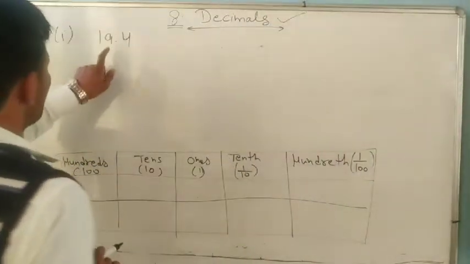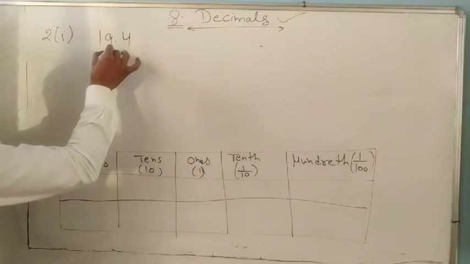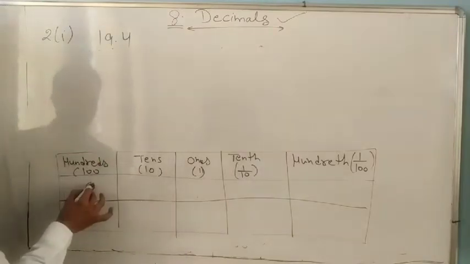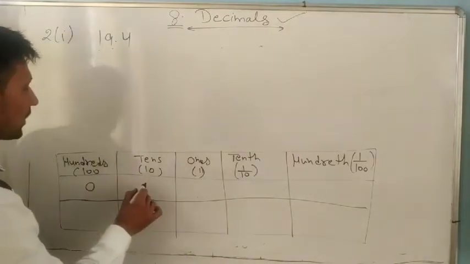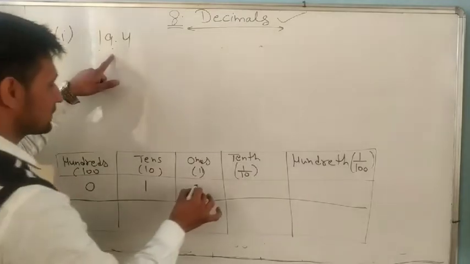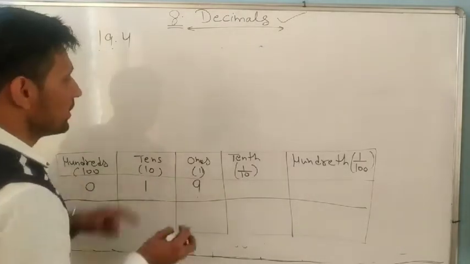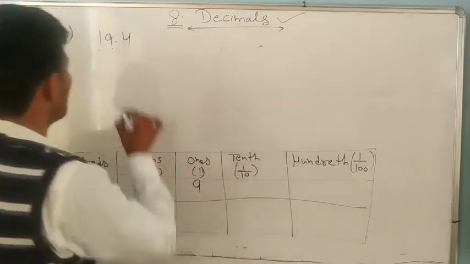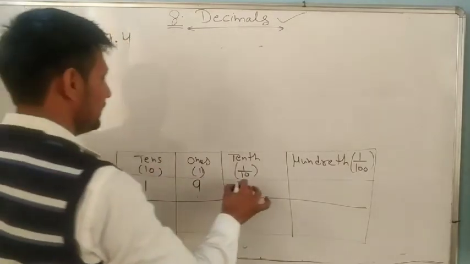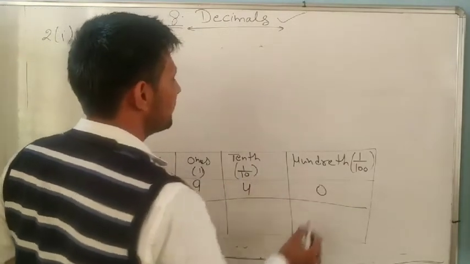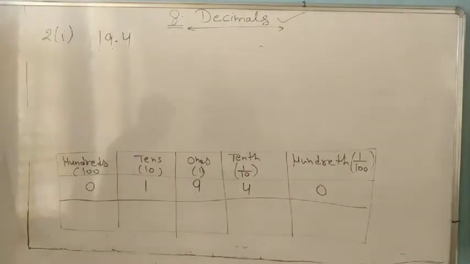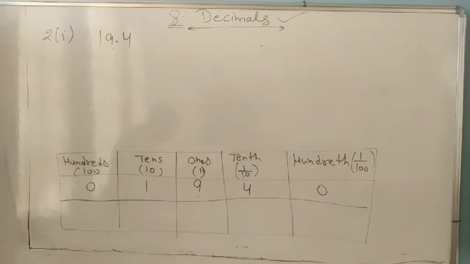So 100 is given, so it is ones given. It is tens. So 100 is not given. 0 now. Tens is 1. Ones 9. And tenth is 4, and 100th is 0. So like this one you can write all the place value. You can show that in the place value table. Okay, so this one you can write.